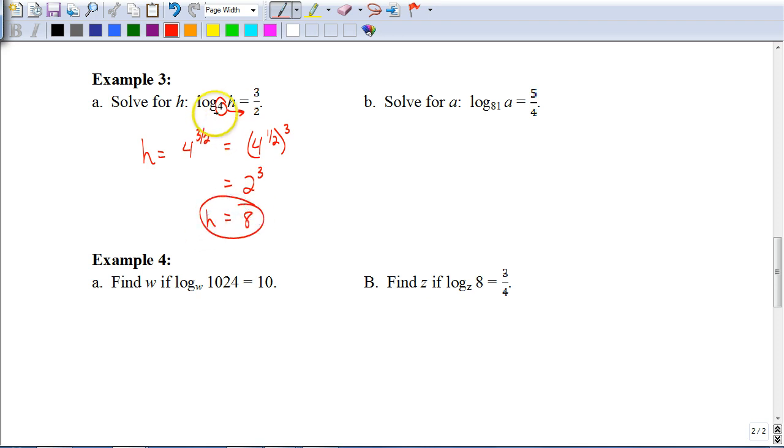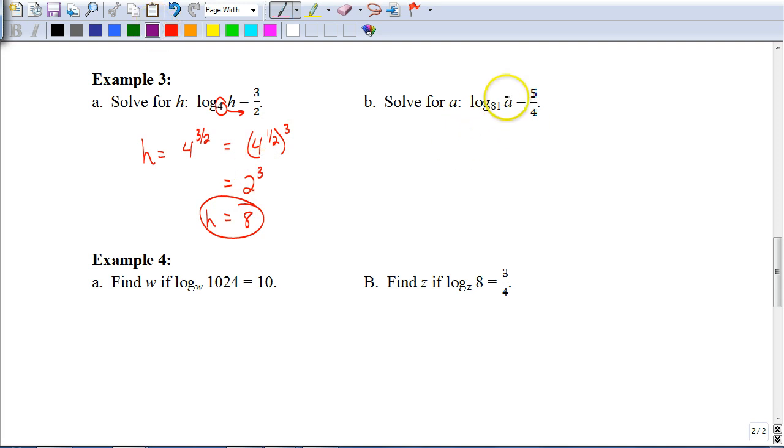Again, what we did is we took our base, slid it over, so I had 4 to the 3 halves power. You take that exponent, break it up into the root, which is the denominator, and the power, which is the numerator. So the square root of 4 is 2, and 2 cubed is 8. So my answer would be 8 here.